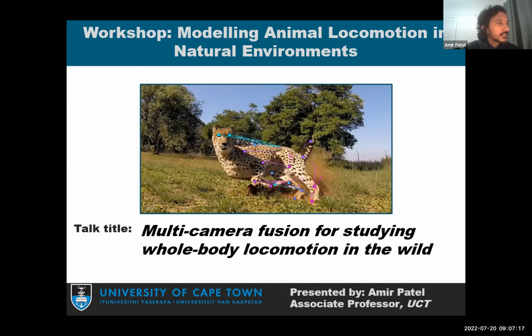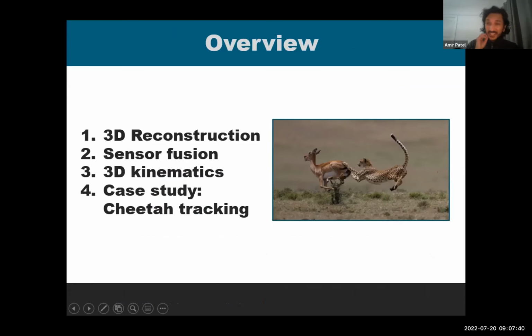So what I'm going to be talking about today is, once you've gone out into the field and you've collected this data, how can you actually reconstruct 3D animal motion? So my talk is about multi-camera fusion for studying whole body locomotion in the wild. We'll look at 3D reconstruction. Although Glenna did touch on it, I'll talk about some of the issues that can arise. I'll talk about sensor fusion, and I'm really going to try and keep the maths as light as I can. I've linked some resources at the end where you can get some really good insight into more of the math.